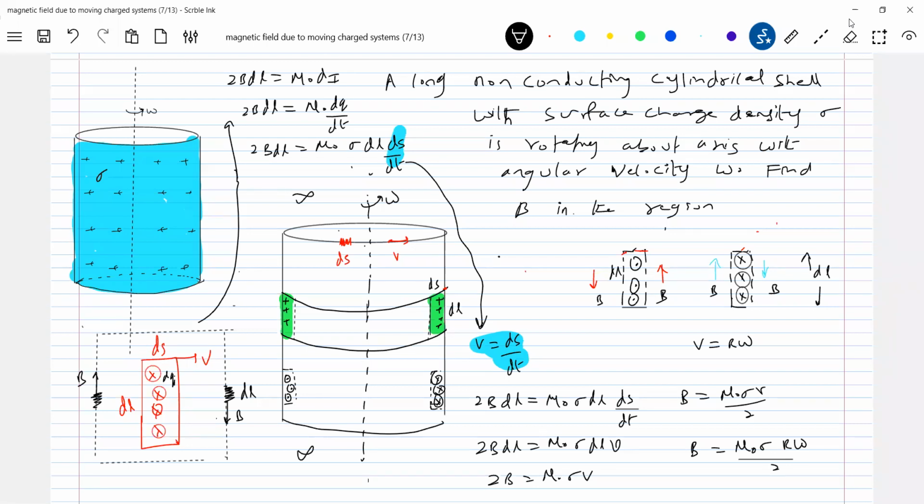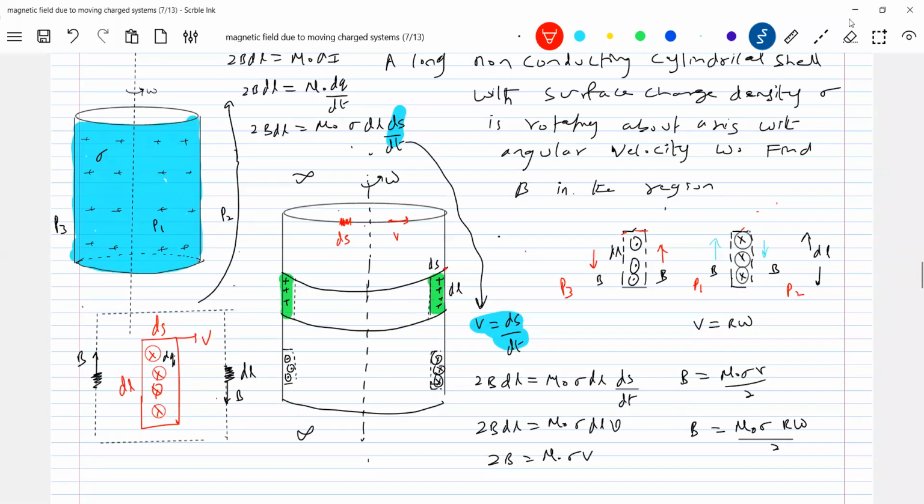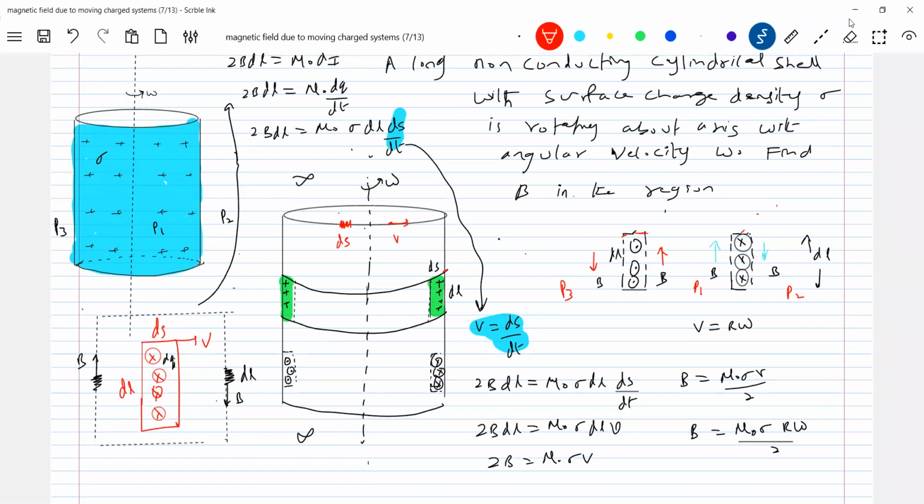Okay, let's come now to inside and outside. There's a point P1. I'm interested in P2 and P3. This is P1, this is P2, this is P3. In all the diagrams you can indicate. What should be the resultant field at point P1? There's a tangential velocity. ds is the arc length, v is the tangential velocity, v equal ds by dt.